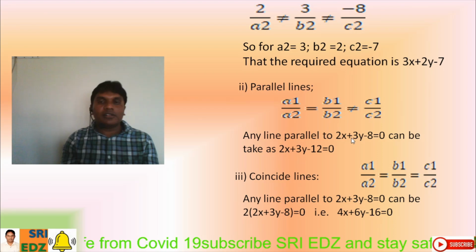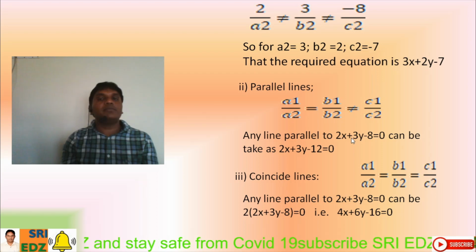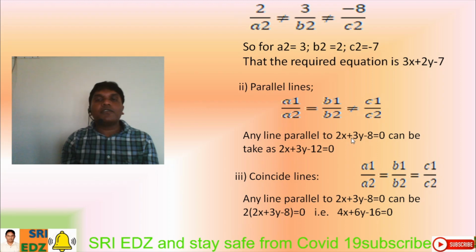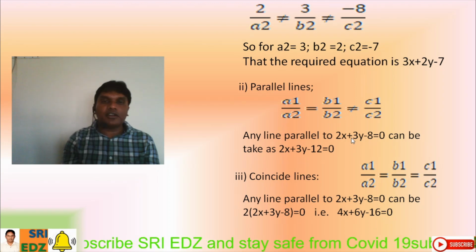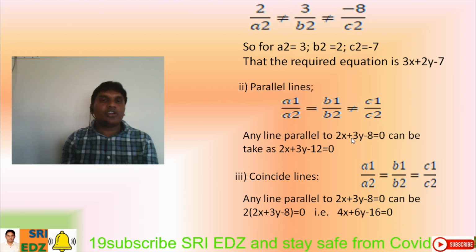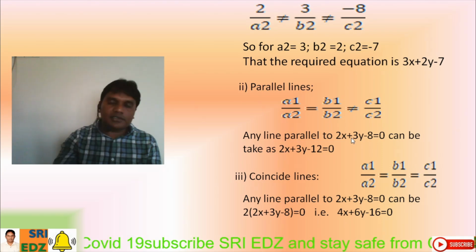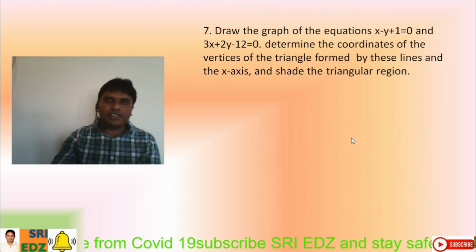So the equations both are the same. Same means the coefficients are also equal. That means they are dependent on each other, and there will be infinitely many solutions, because only one straight line exists. So every point on the straight line is a solution for that. So that is the third question and answer. That's the last question we have here.